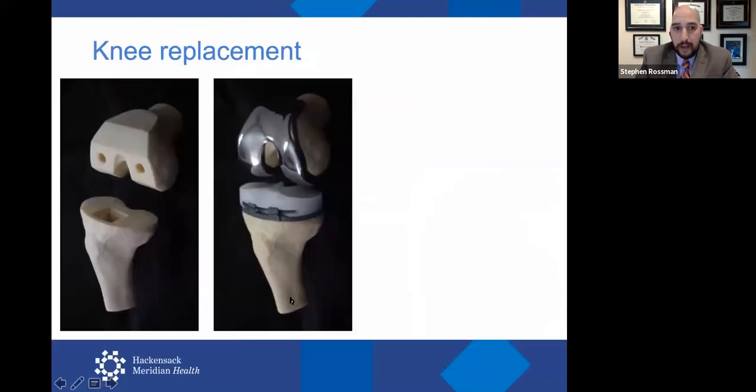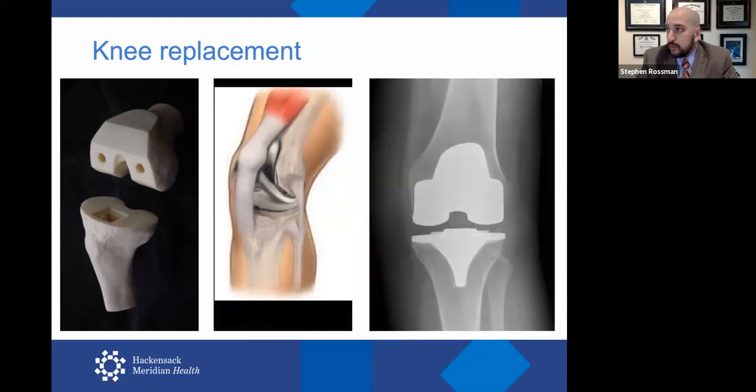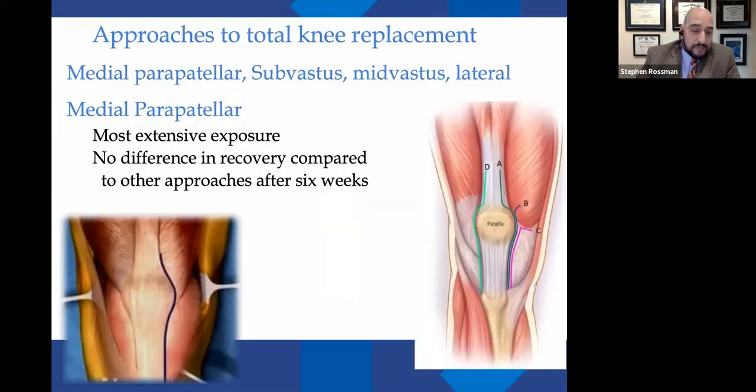And it's becoming more and more popular. And again, just more pictures. Here you go. This is what the cutting jigs would look like on the knee, and then you're putting the knee replacement on it. Here's a picture in front of him, and that's an x-ray of what a knee would look like. So just like in the hip, there are multiple approaches in the knee as well.